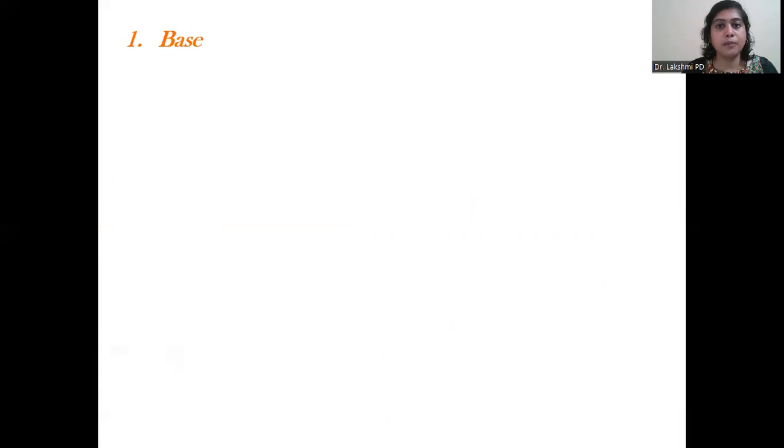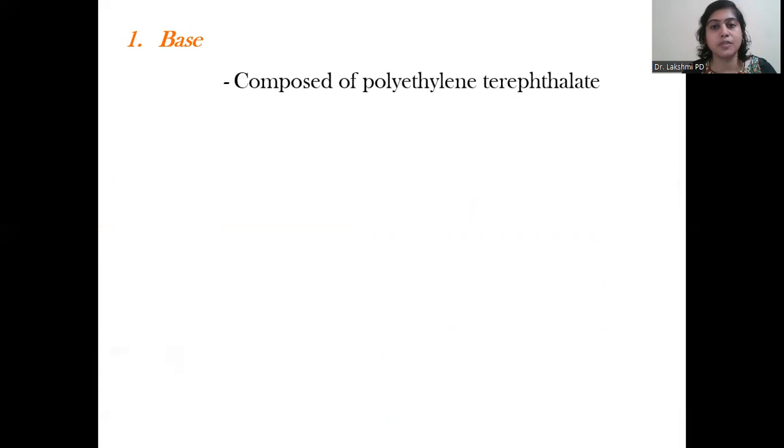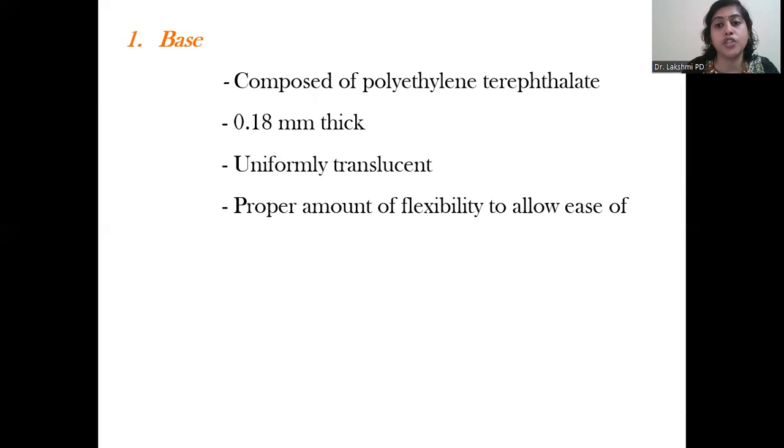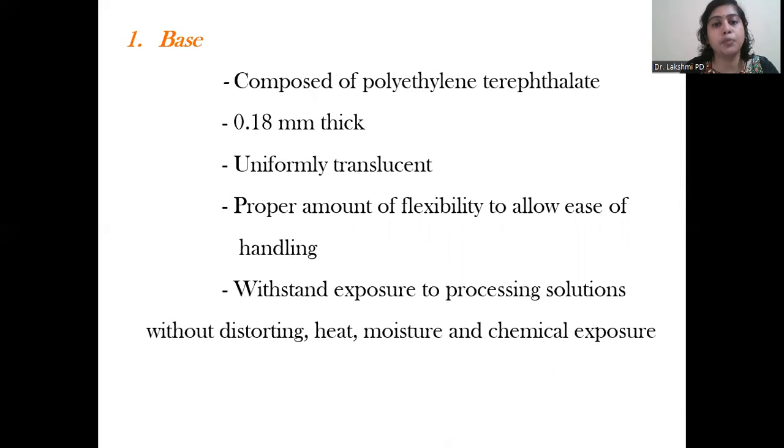So the base and the emulsion are called the 2 main principal components of your X-ray film. The base is one of the major components because it provides support for the further layers. It is composed of polyethylene terephthalate, and it is 0.18 millimeter thick. It is usually flexible to an extent so that it is easily adapted to the patient's mouth, and it is usually uniformly translucent. It should not have any sort of coloring, as it will hamper our diagnostic image process.